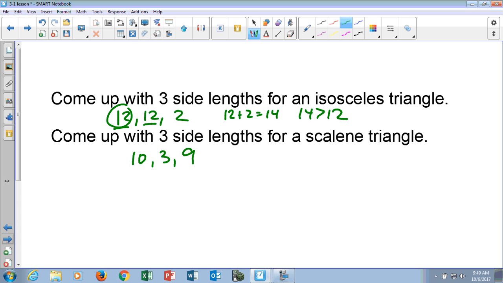Does that qualify for a triangle? Why? Where's our longest side? 10. So is 3 plus 9 bigger than 10? Yeah, it's 12. Perfect.